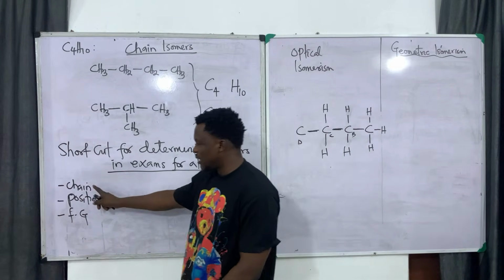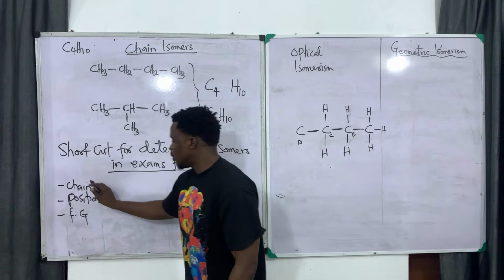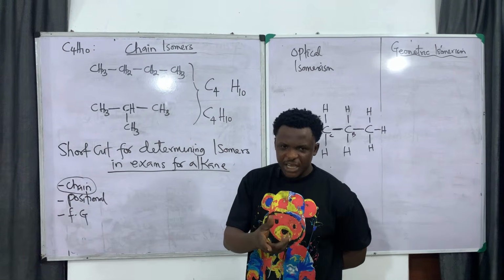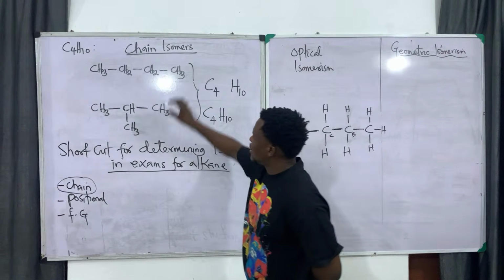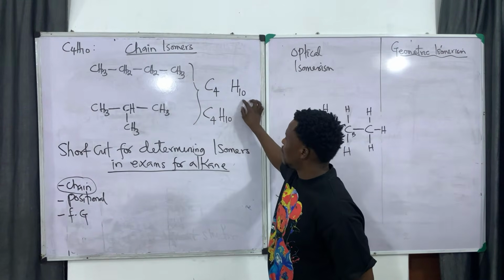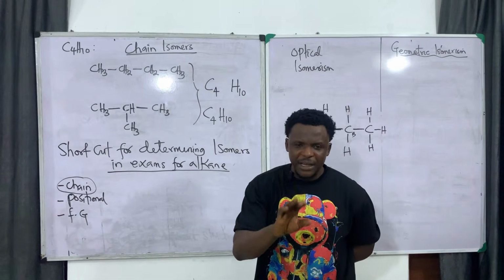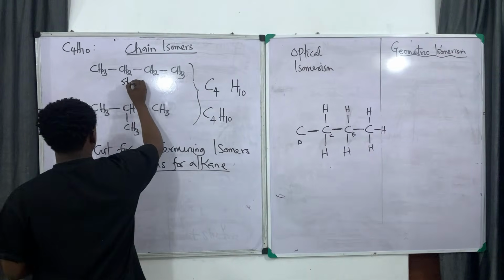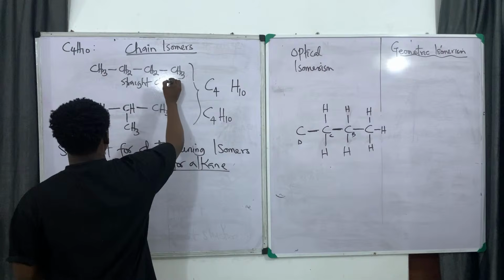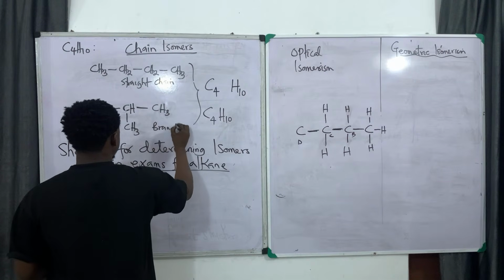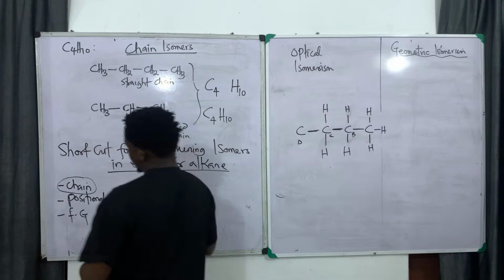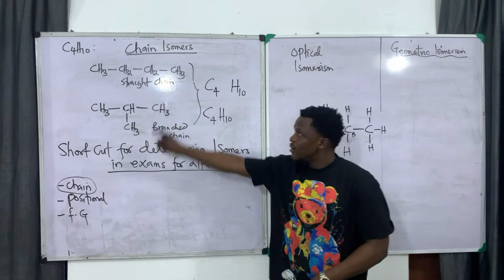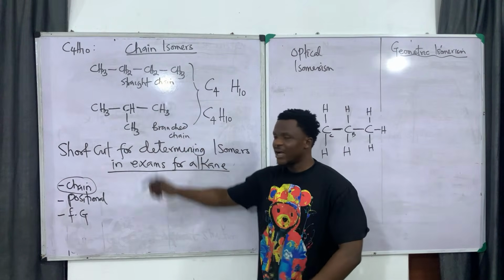Structural isomerism is divided into 3. The first one is chain, which is what we just did here. Now, what do I mean by chain? If you look at these two, they have the same molecular formula, but the only difference is that their chain is not the same. This one is a straight chain, and this one is a branched chain. That is the difference: a straight chain, a branched chain.